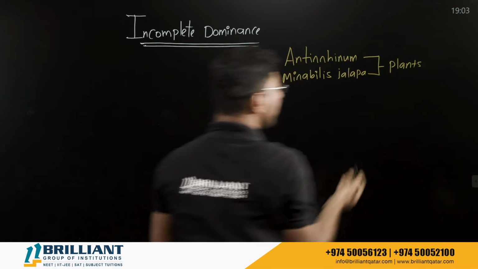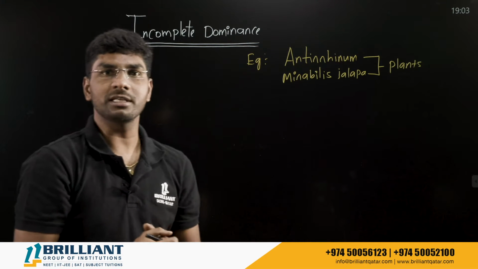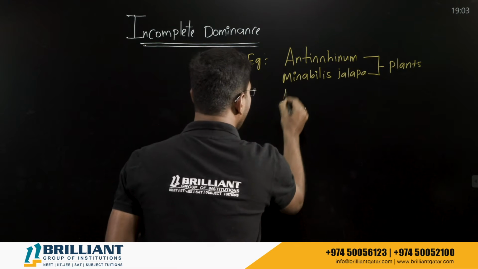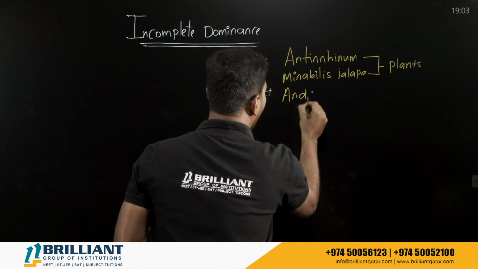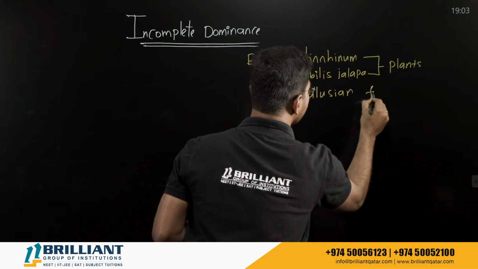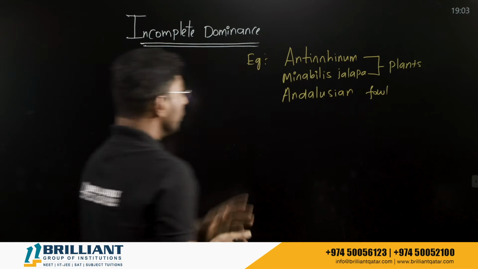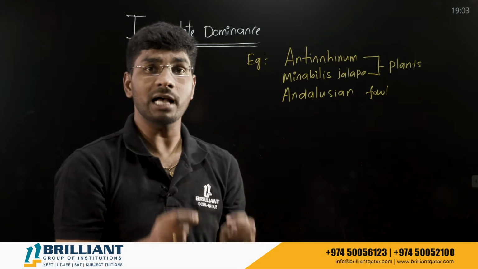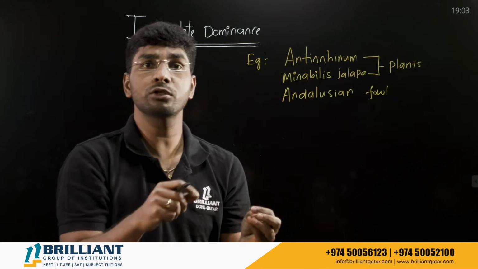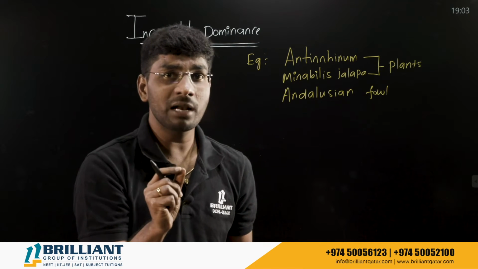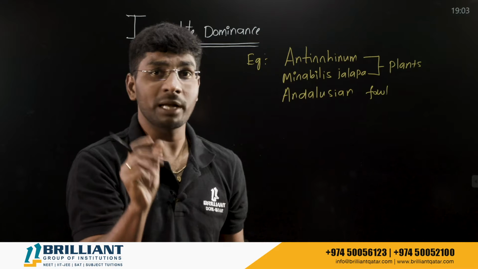Next, in case of animals, one more example is there. The example is called Andalusian fowl. So here we can write Andalusian fowl. Now, keep these 3 examples in mind, because in competitive exams like NEET, they ask which of the following is an example of incomplete dominance. Mirabilis jalapa and Antirrhinum, these 2 plants keep in mind.